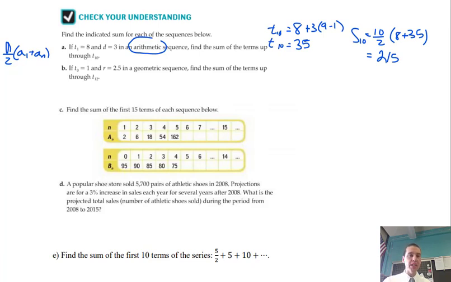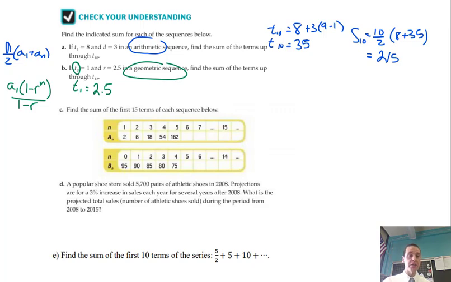Looking at B, we have t sub 0, that's key. T sub 0 equals 1 and r equals 2.5. Find the sum of the terms up through t12, the 12th term, and it's a geometric. Remember that our geometric formula is a1, 1 minus r to the n, all over 1 minus r. We are given t sub 0. We need to find t sub 1. And t sub 1 is 1 times 2.5, and we'll just have 2.5.